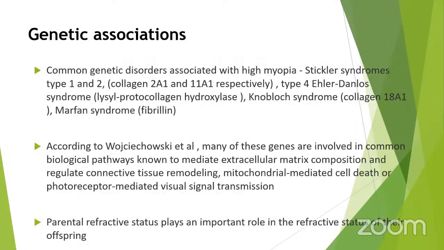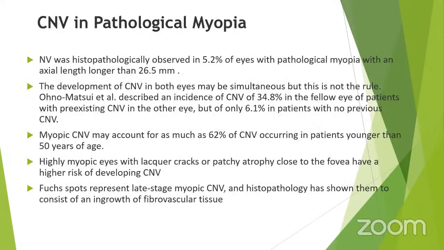Genetic associations: common genetic disorders associated with high myopia are Stickler syndrome type 1 and type 2, type 4 Ehlers-Danlos syndrome, Knobloch syndrome, and Marfan syndrome. According to Wojciechowski et al., many of these genes are involved in common biological pathways known to mediate extracellular matrix composition and regulate connective tissue remodeling, mitochondrial-mediated cell death, or photoreceptor-mediated visual signal transmission. Parental refractive status plays an important role in the refractive status of their offspring.